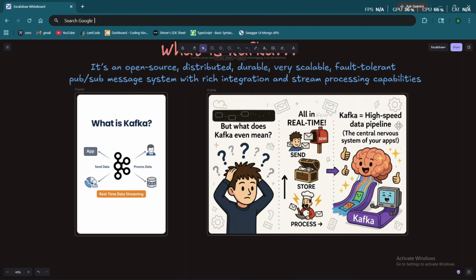Kafka is famously known for high speed data pipelines, and it becomes the central nervous system of all the apps connecting to it. There are applications in real-time data streaming: the app can send data, Kafka can send data, and the processors connected to Kafka can process the data. Because of this, out of the Fortune 500 companies, 350 are using Kafka.